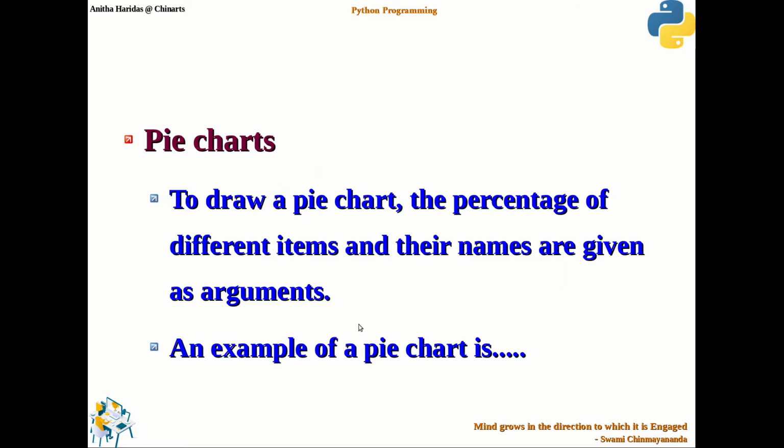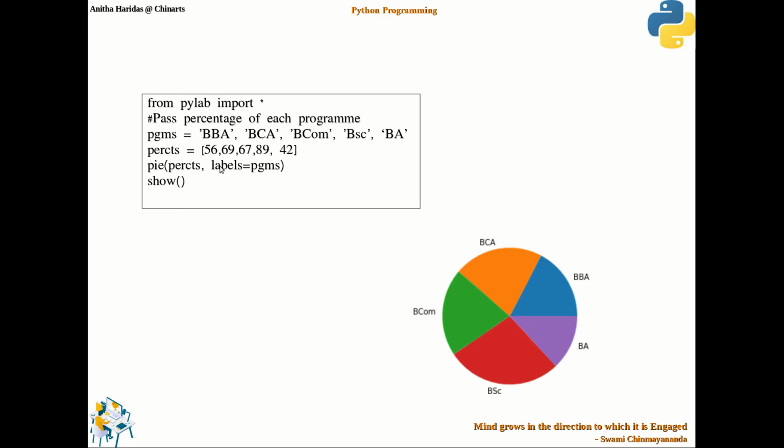Then you have the pie chart, a very interesting pie chart, because we always need pie charts whenever you want to show some kind of values, with different items and different names. Then you will be using the pie chart. So let us see an example. This is a very simple example of a pie chart. I want to show the pass percentage of each program of an institution. Let us assume these are the programs that are available, and these are the pass percentages of each program. So I have 5 programs, and 5 values in a list are given as the percentage.